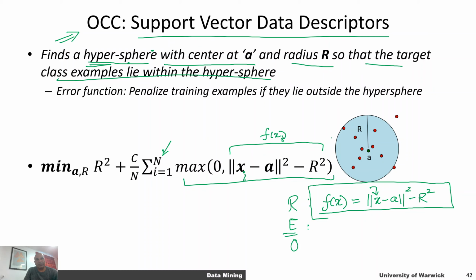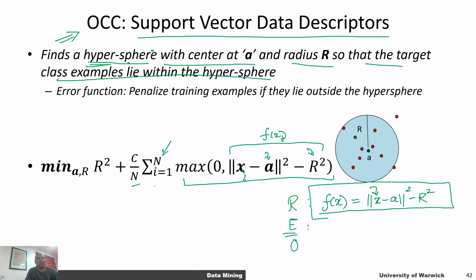If for a given example x, for a given value of a and r, it lies within that sphere, there is no loss. But if that training example lies outside of that sphere, then we give it a loss that is proportional to how far away that example is from the center, or how far away it is outside the radius of the sphere, right?